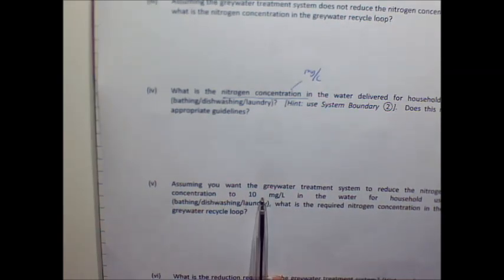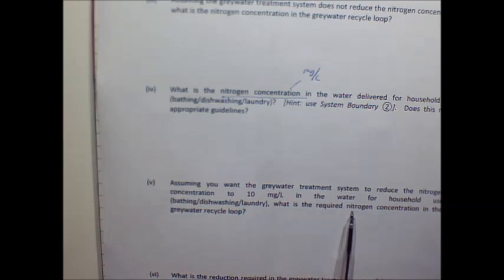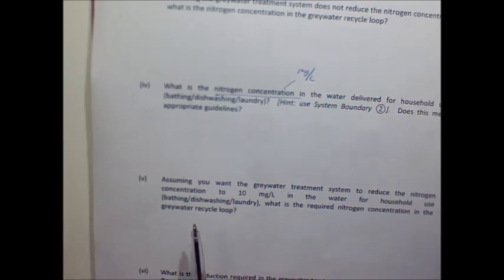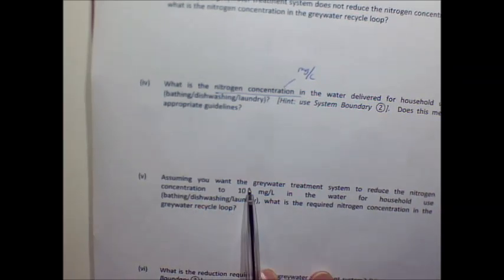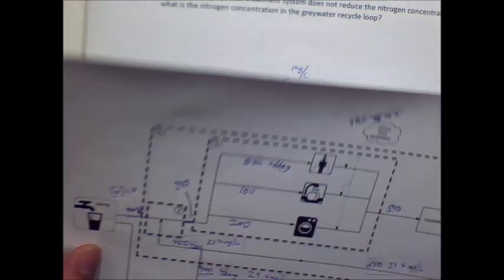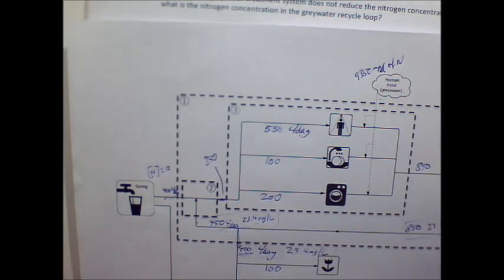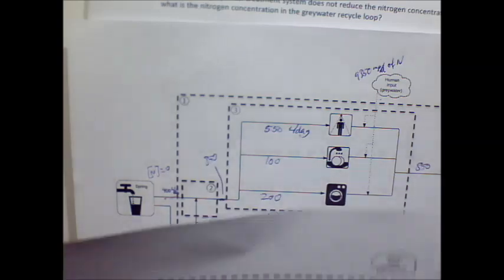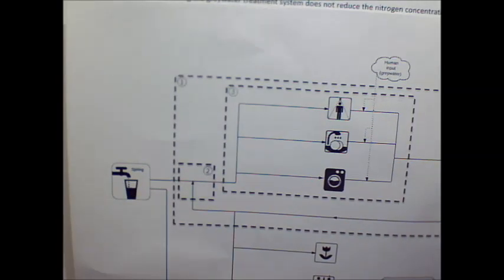So assuming that we wanted to treat it to 10, what do we need to make sure the nitrogen concentration in the recycle loop is so that we get a 10? If I put it in the picture, now I'm going to maybe use a different picture just because that one's quite cramped at the moment. Say we have a look at this picture here.